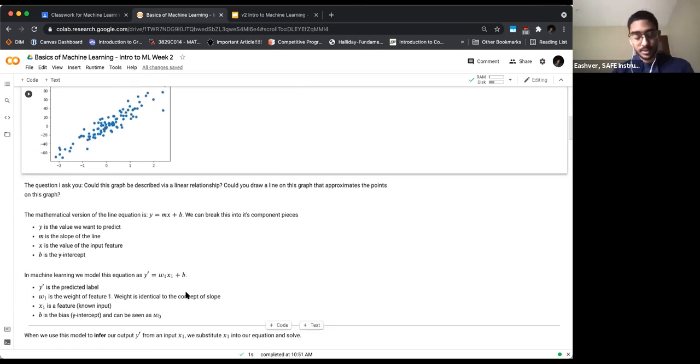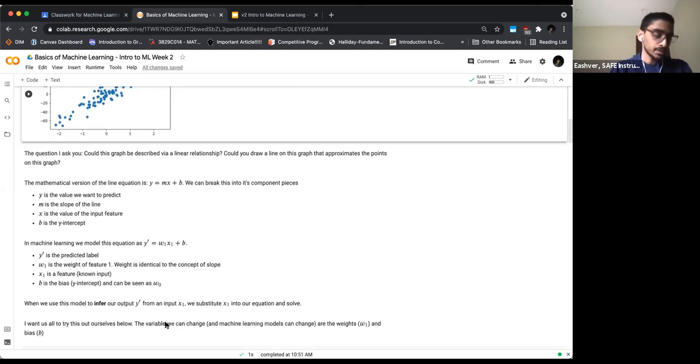In terms of actually using this equation to predict points on this graph, you would input a value for x1, and then you get a y value out of it. So you substitute x1 into the equation and solve.